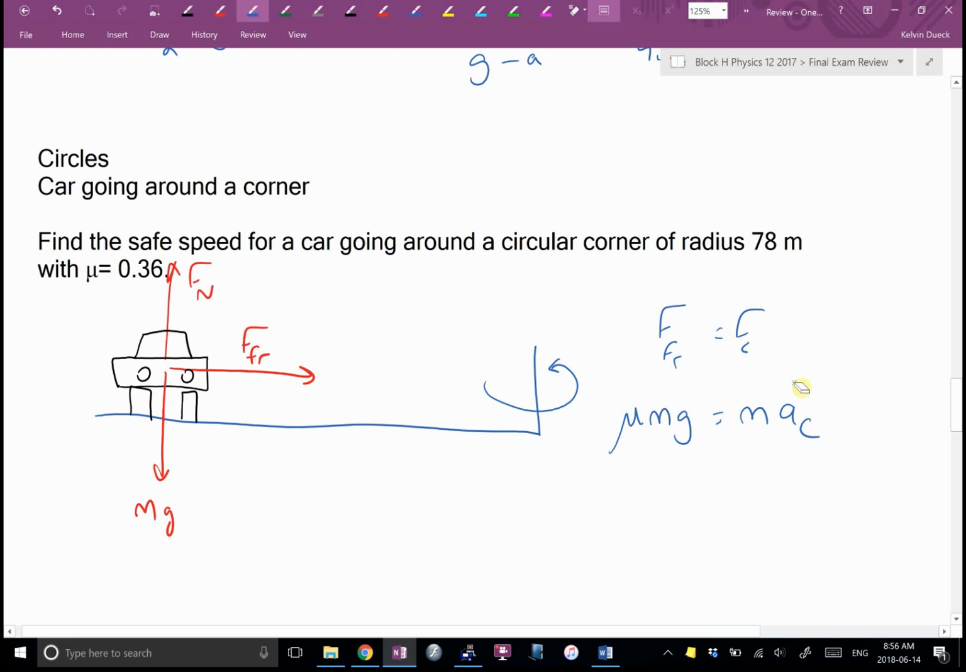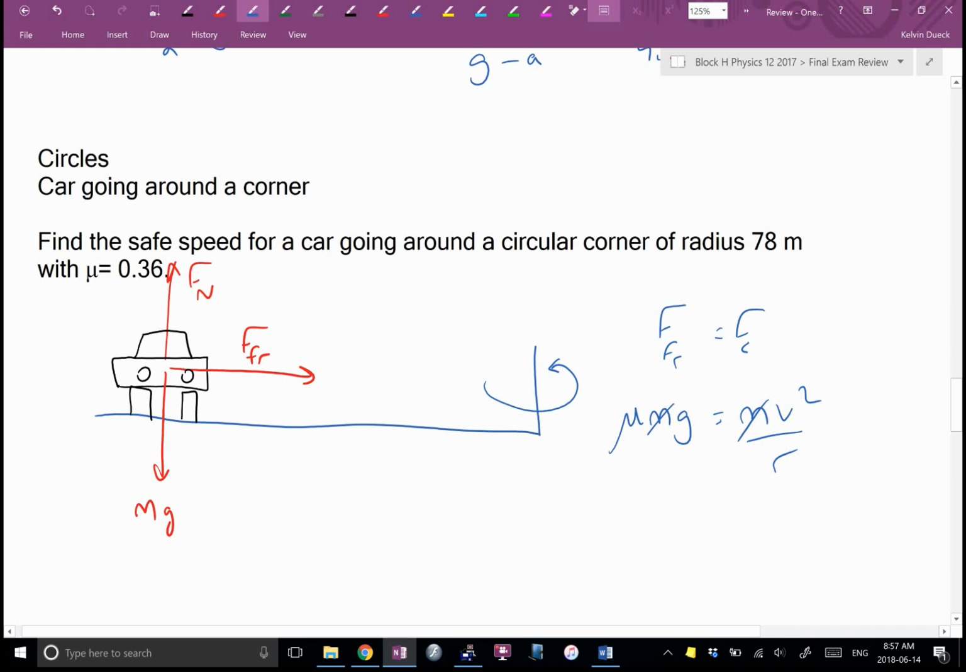Wait a minute. Which version of a am I going to use here? Okay, now what if, instead of telling you the speed, I told you the time it took? For this question it wouldn't make much sense, but for Ferris wheel rides and roller coaster rides, I could also give you the period, and you'll use the other one. This one's going to be the v squared over r. Can semi-trucks and little Austin Coopers go on this corner? Yes, they can.